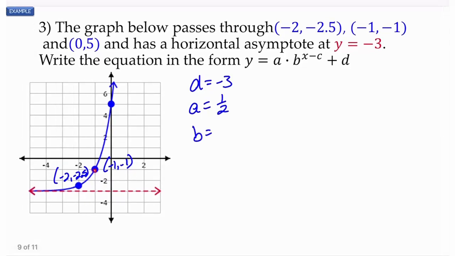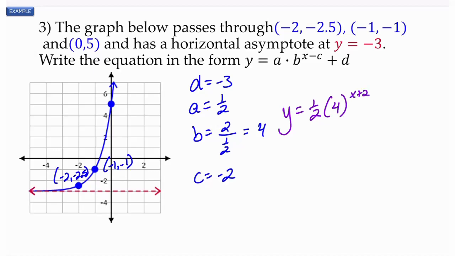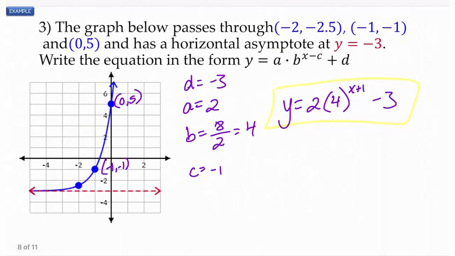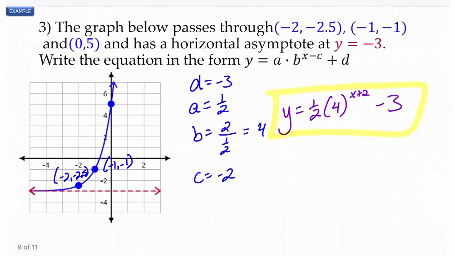And then for b, we've got this vertical distance from the second reference point to the asymptote, that's 2 units away, over the distance from the first reference point down to the asymptote, which is a half a unit away. So 2 divided by a half is equal to 4. And then for c, if we're thinking about this (-2, -2.5) as being the first reference point, that is 2 units away from the axis, so the c value is going to be -2. So putting that all together, we're going to have y equals 1/2 times 4 to the x plus 2, minus 3. Now, you've noticed that these are 2 different equations for the same function. Well, I'm going to show you how these 2 different equations are actually the same.